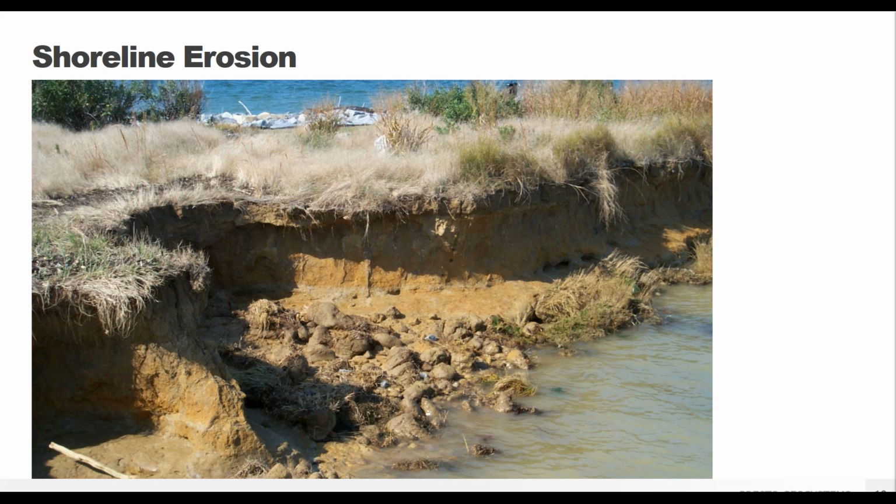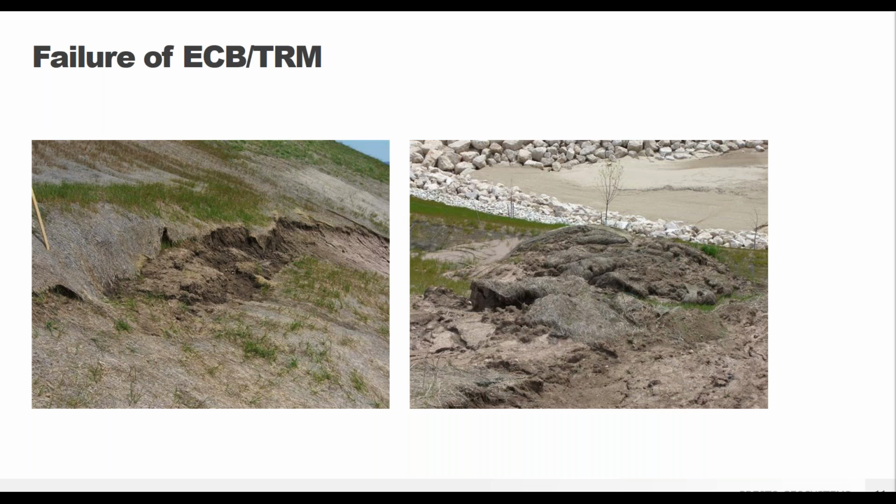And this is where you have that continuous water movement, either flowing through a river, or if you're along a lake or even a coastline where you might have wave action, and you have this continual erosion of your shoreline, the GeoWeb system can be placed to try and help prevent that type of failure.